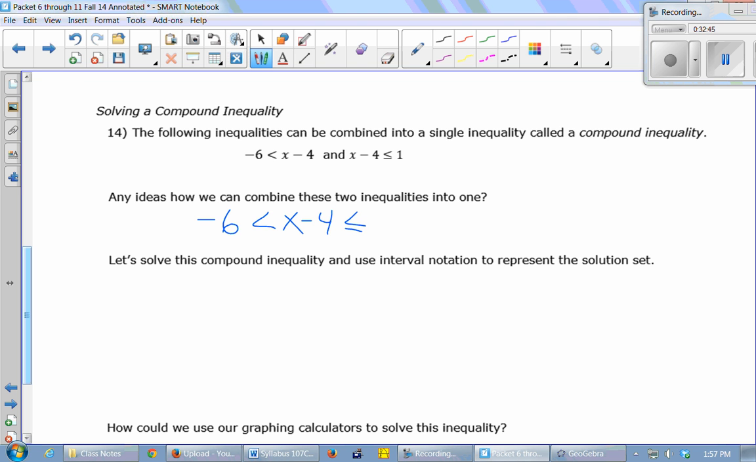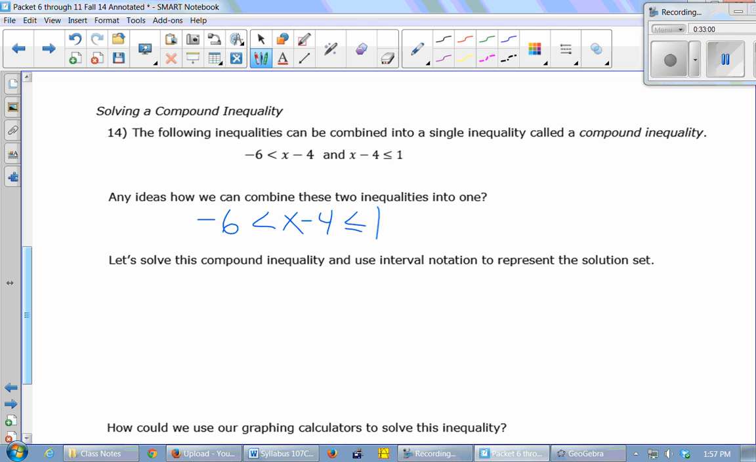X minus 4 is bigger because the alligator's eating it. So I put a negative 6 here. That's true, right? Negative 6 is smaller than x minus 4. And x minus 4 is smaller than 1. Or equal to. Yeah, so I can write that as just one long string of inequalities.